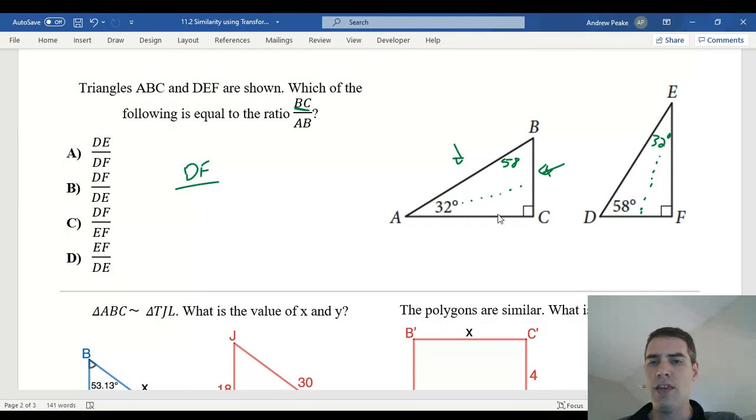And then AB looks like that's across from the 90 degree. So I'd say across from that would be DE. So I'd say DF over DE.